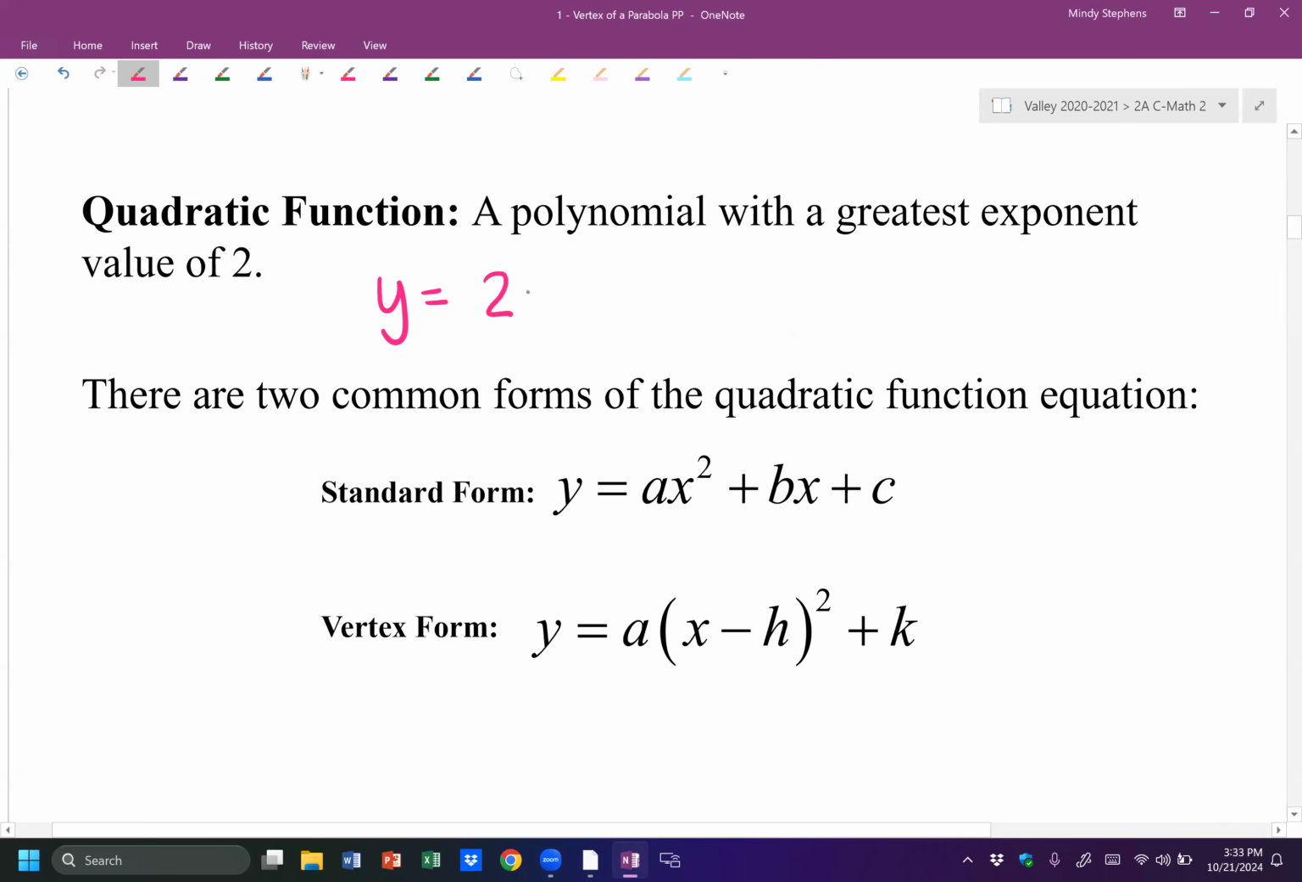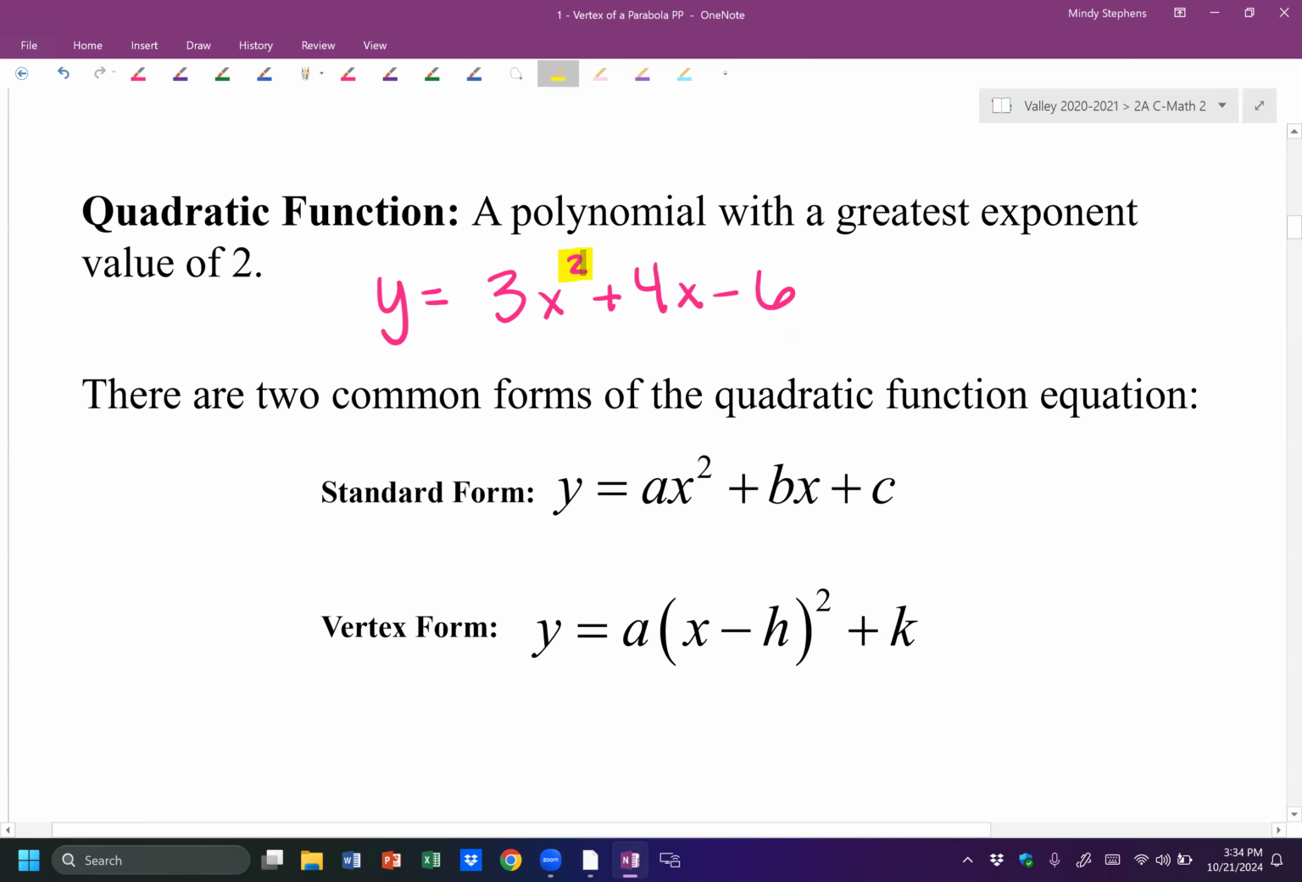So y equals, let's do a different number, y equals 3x to the second plus 4x minus 6. The fact that it has this 2 as the biggest exponent, the largest exponent, means it's a quadratic function. If it's a quadratic function and we graph it, the graph of a quadratic function forms what's called a parabola. We're going to look at that in just a second.